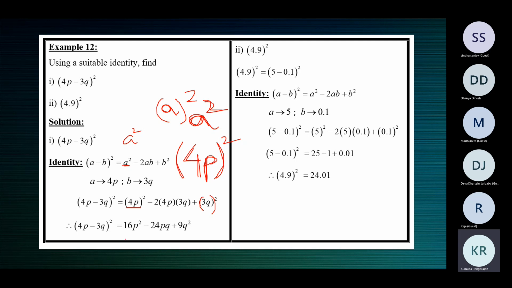So 4 square is 16, P square. 3 square is 9, Q square. And 2 into 4 into 3. 8 3s are 24, PQ.